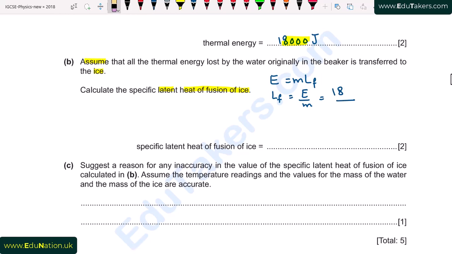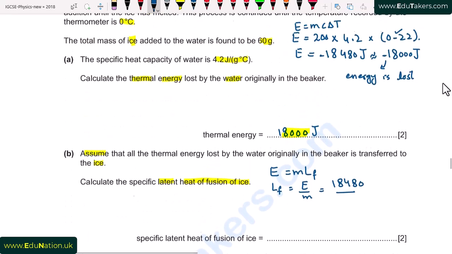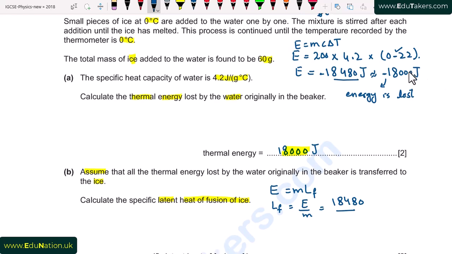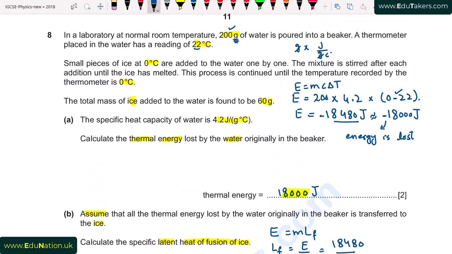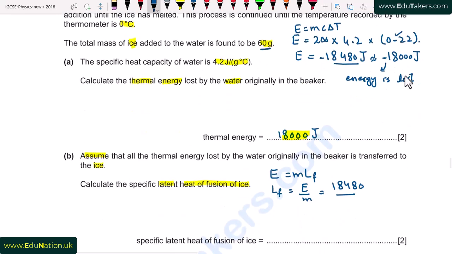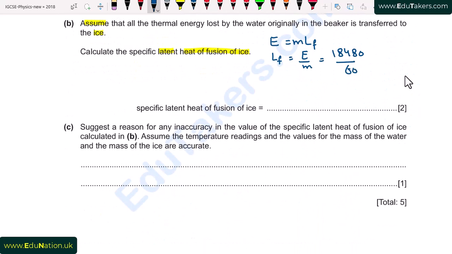18480. That is given here, this value, and divide it by the mass of ice. So the mass of ice is given here, that is 60 gram. So I put here 60, and the specific latent heat of fusion of ice comes to be 310 joule per gram. So I write here specific latent heat of fusion of ice is equal to 310 joule per gram.